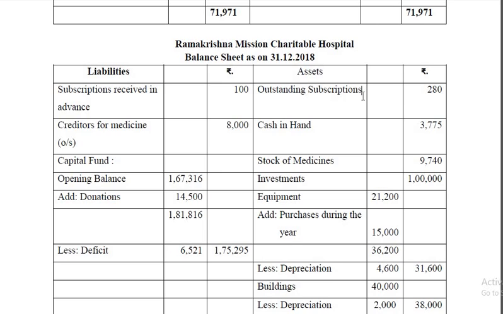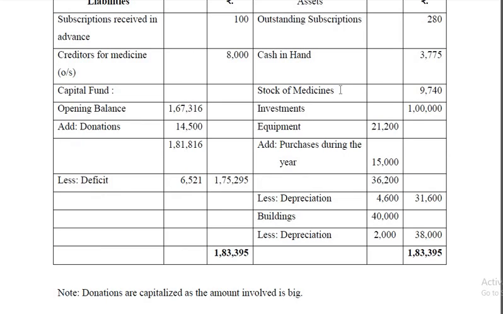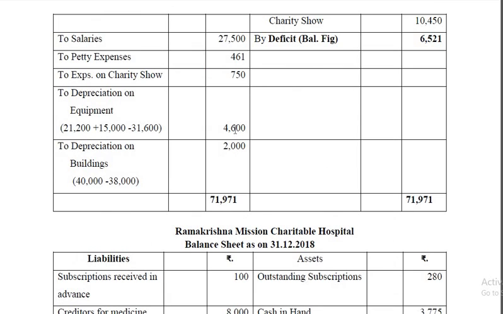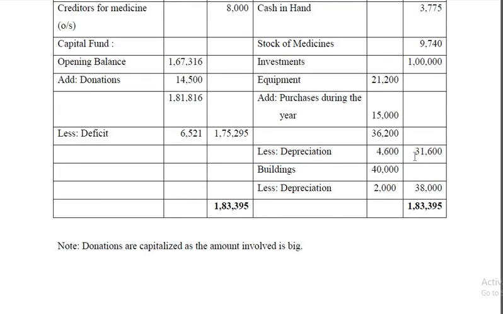Outstanding subscriptions at the end of the year 280. Cash in hand at the end of the year. Stock of medicines at the end of the year. Investment 1 lakh. There is no change. Whatever was there at the beginning, that is there at the end also. Equipment at the beginning of the year 21,200. Purchases during the year 15,000. From the total, deduct depreciation 4,600, which you find here. See 4,600. So you will get 31,600. Building 40,000 minus depreciation 2,000. 38,000 is the value at the end of the year.